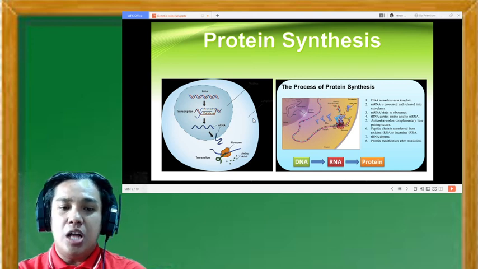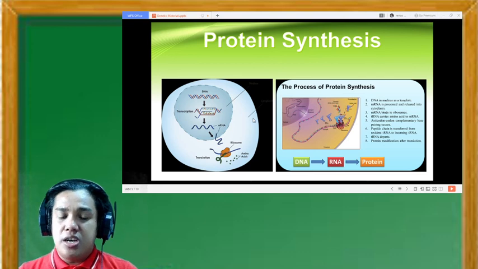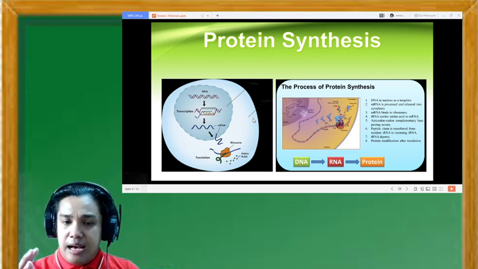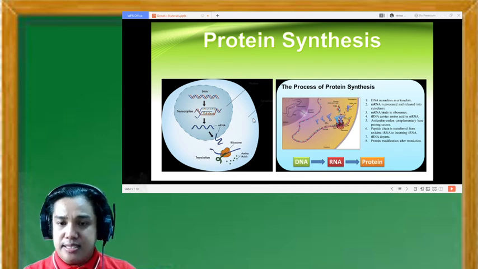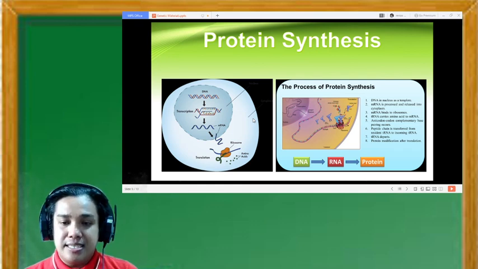So that is all about the protein synthesis. As you can see on the picture, I put there numbers from 1 to 8, the general process of the protein synthesis.